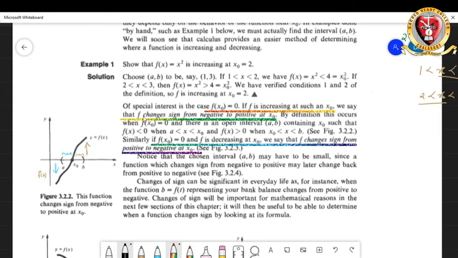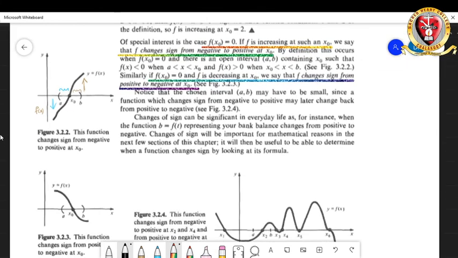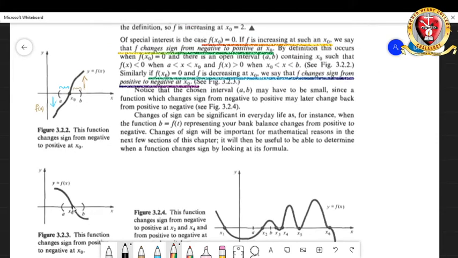So we say that f changes sign from negative to positive at x naught. And similarly, if f of x naught is equal to 0, this is an increasing function. Suppose it is a decreasing function, you can see here. That will mean to the left of x naught, the function will have positive values, and to the right of x naught, the corresponding functional values will be negative. That means we say that f changes sign from positive to negative at x naught, that is for a decreasing function.